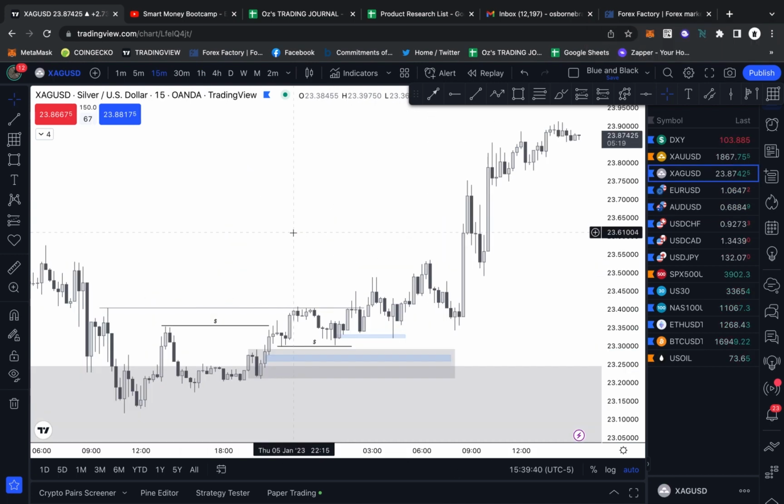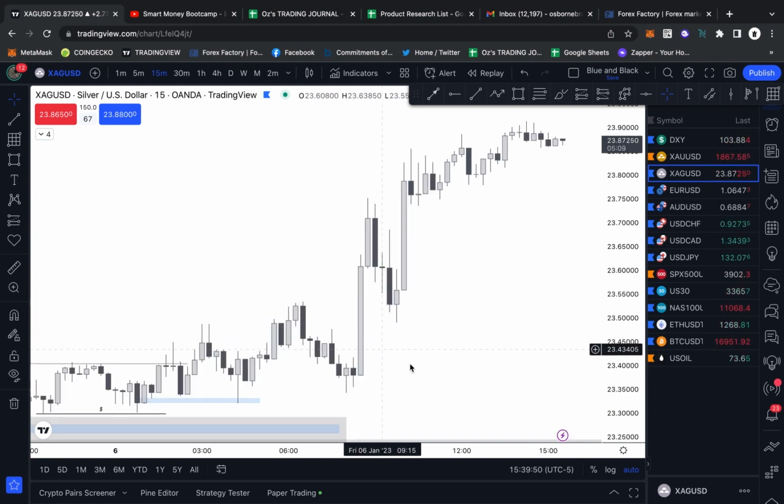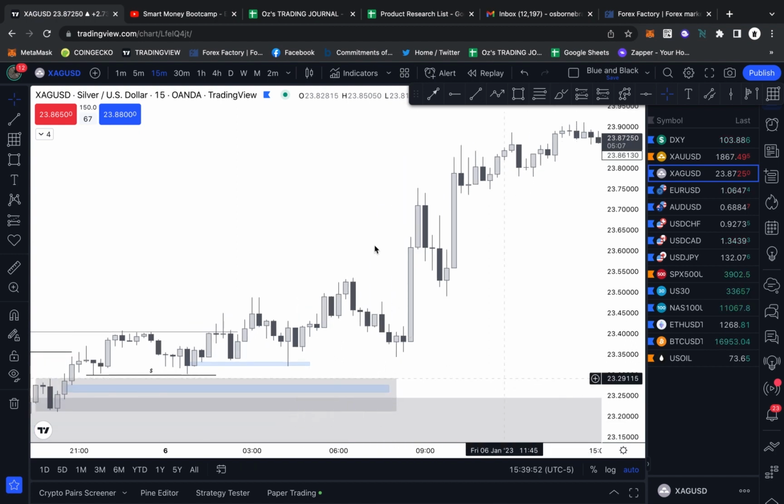So looking at silver here, you can see I do already have some other things marked out on this chart. If you don't know what they are, don't worry about it, but there's an order block right here, entire down move before an up move that breaks some structure. And then I see some other order blocks inside of this as well. Right here is one.